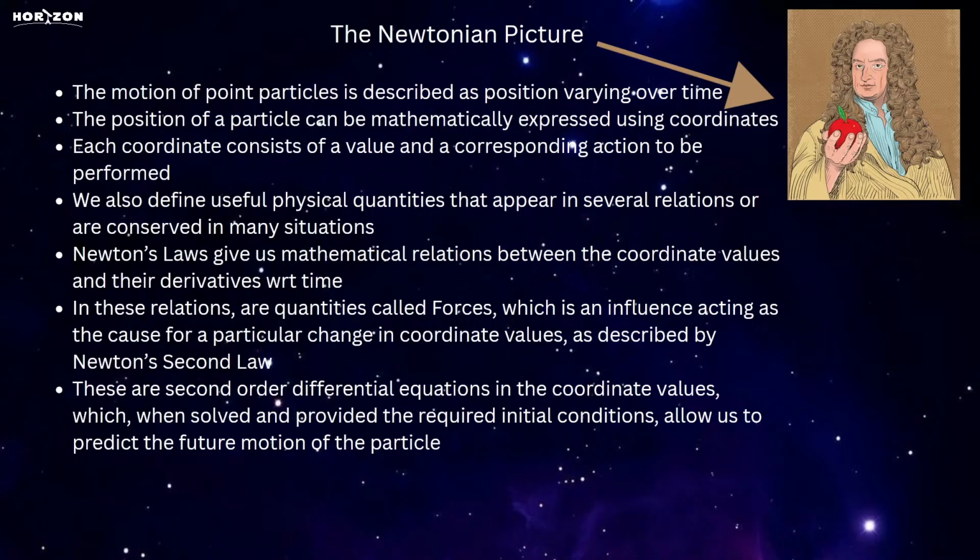Those who are familiar with differential equations might know that when we are given a differential equation, we solve it and we get a general solution. But to get the exact solution, we need some initial conditions. When we plug in those initial conditions, we get the exact relation governing the motion of the particle or the behavior of the system. So that was the Newtonian picture for you.